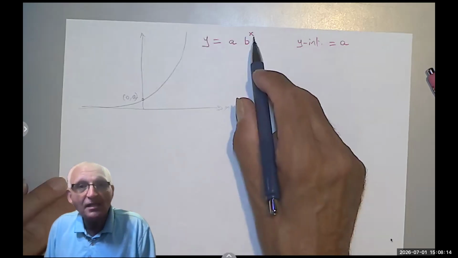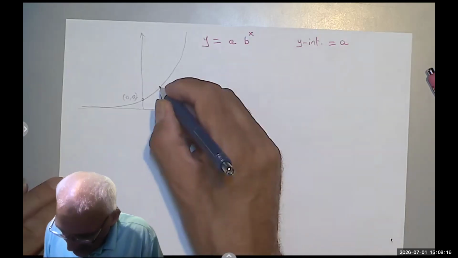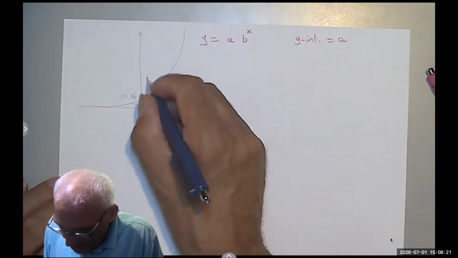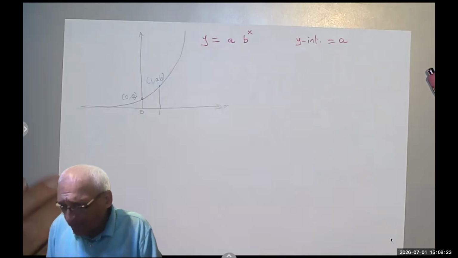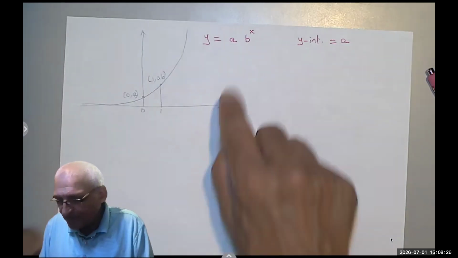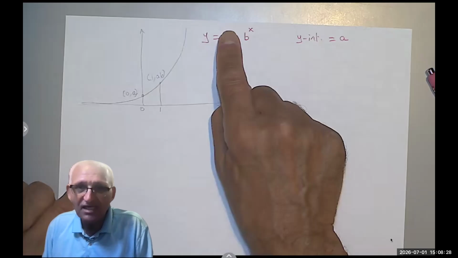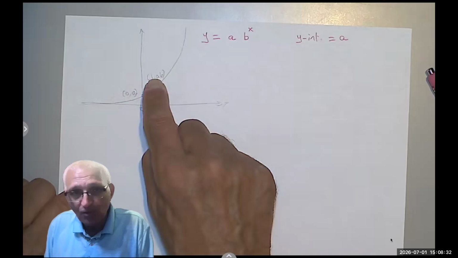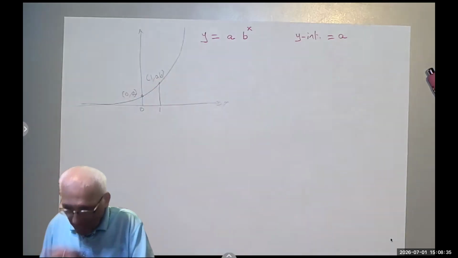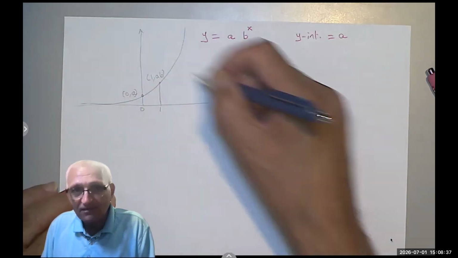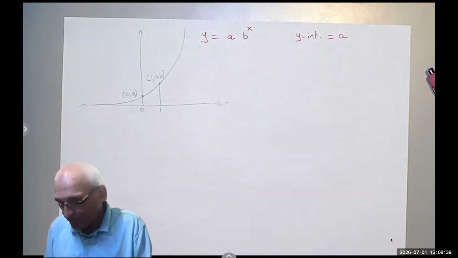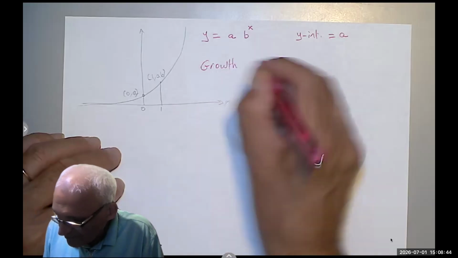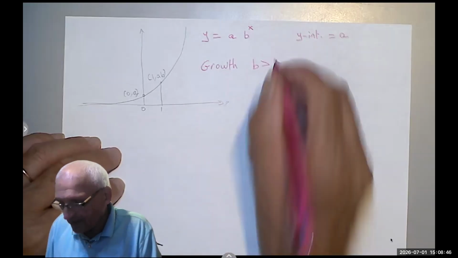If x is 1, you get y equals ab. So this point, if this is 1, you get 1 and ab. For many problems, we don't give you a, meaning a is 1. So you get this point is 0 and 1, and this one point is 1 and b. And then it would be 2 and ab squared, 3 and ab cubed, and so on and so forth. That's the growth case, when b is greater than 1.